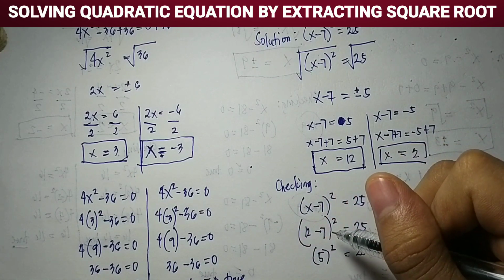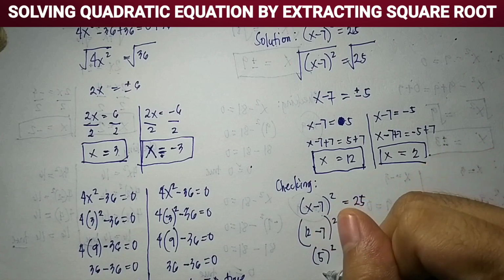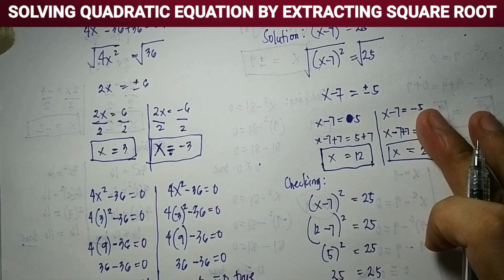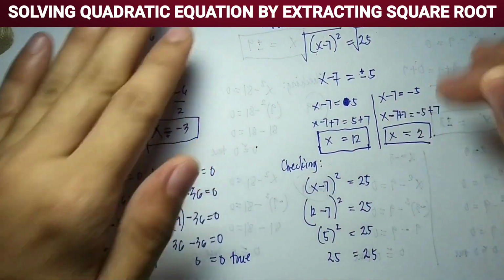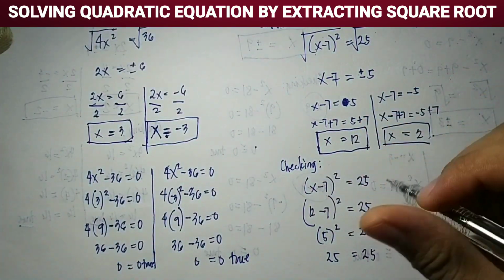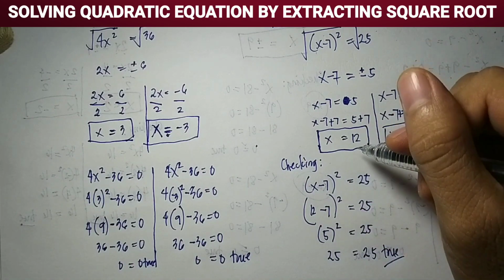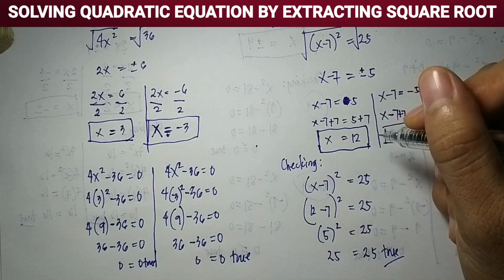Ang 5 squared pasabot ana 5 times 5. So that is 25 equals 25. Oh. So, 25 daw equals 25. Tinuod. True. So, meaning, correct ang atong answer na 12.